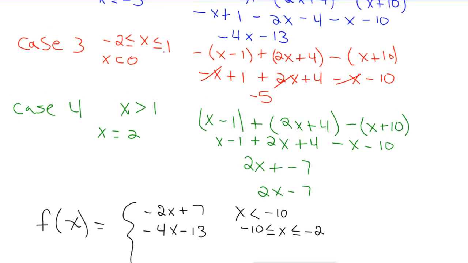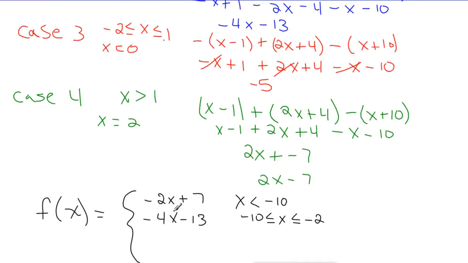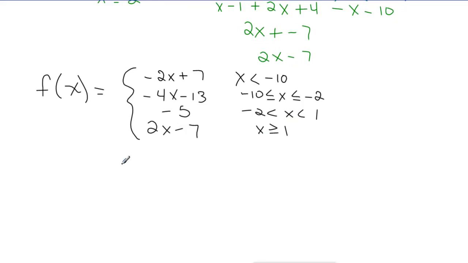And then if we look at case 3 here, we just simply got negative 5. That was when x was between negative 2 and 1. So negative 2 and 1. And then finally here we had case number 4. That was when x was greater than 1. So x is greater than 1. And we got 2x minus 7. So there is your piecewise function.